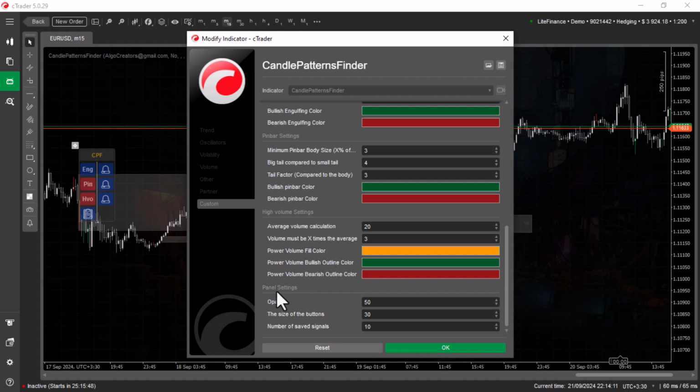In the panel settings, you can adjust the transparency and button size of the user panel. Additionally, you can specify how many alerts should be stored in the indicator's report section.